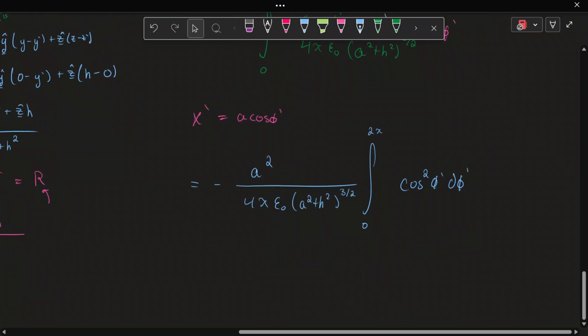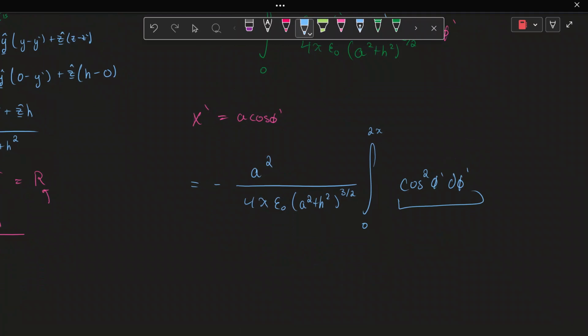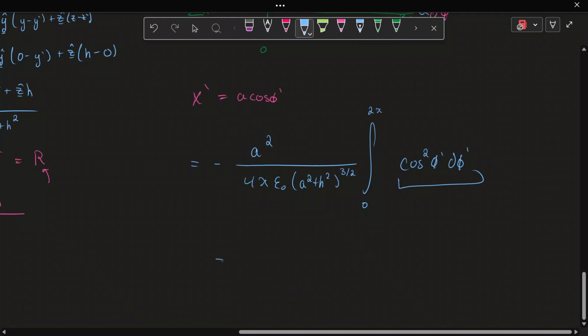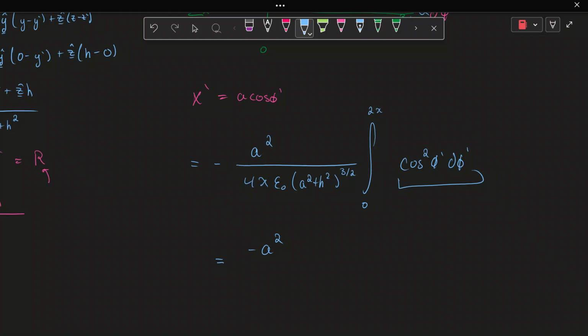Now for this, you can use a half angle identity, I believe, or a double angle identity. I believe it's a double angle identity. But I'm going to use just something from the integration table. What this ends up being is negative a squared. You can also plug this into your calculator if you wanted to do it. I definitely recommend you do this on your calculator. You don't want to mess up simple integration. I say simple integration, and then I'm literally putting it into something on Google or something, whatever. Anyways, that ends up being pi.